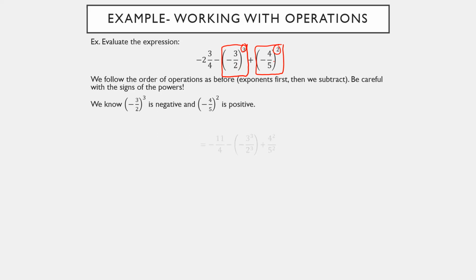So what I do next is I change the first mixed number into an improper fraction. And the reason I do that, again, we talked about this, is that I personally find it a lot easier to work with improper fractions compared to mixed numbers, especially when you're doing order of operations like this.